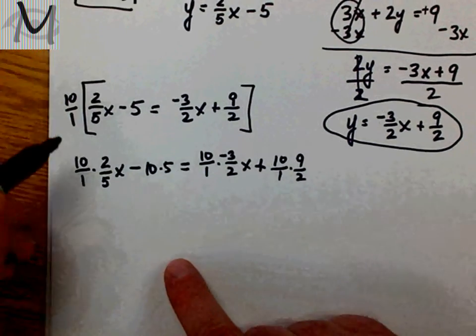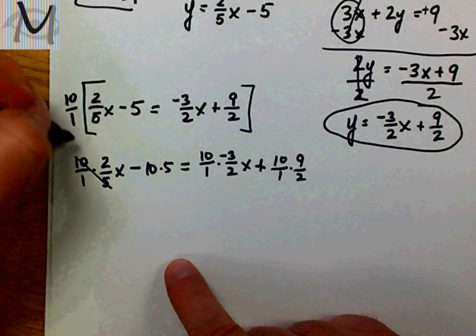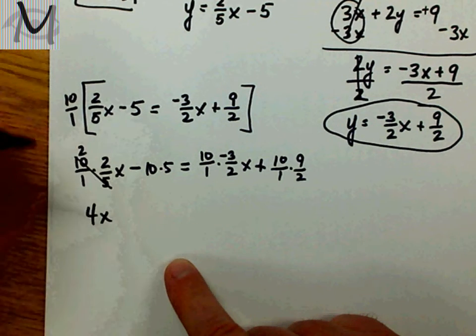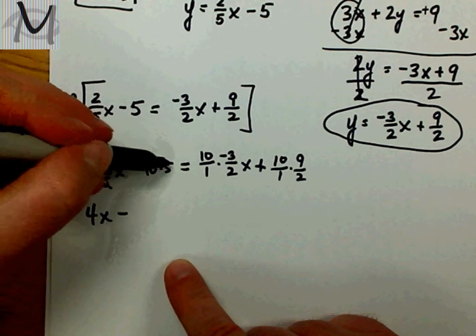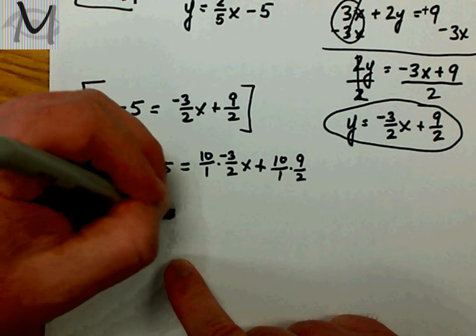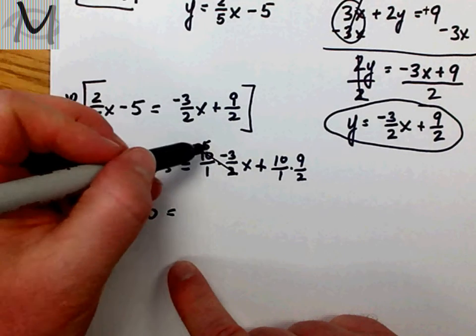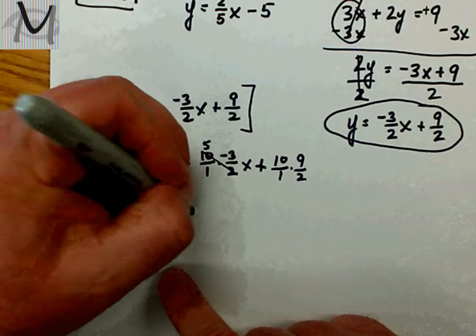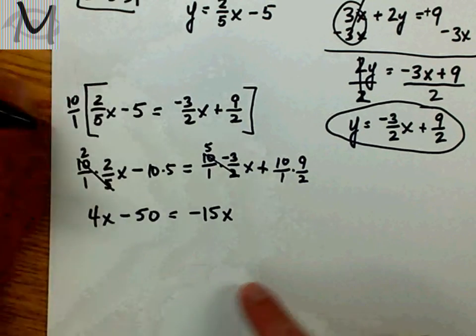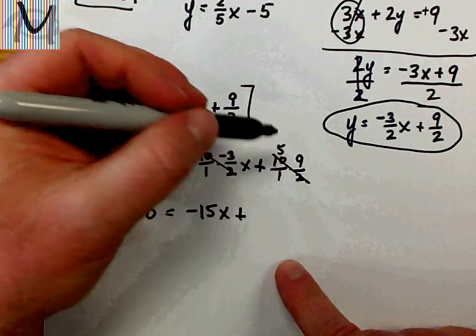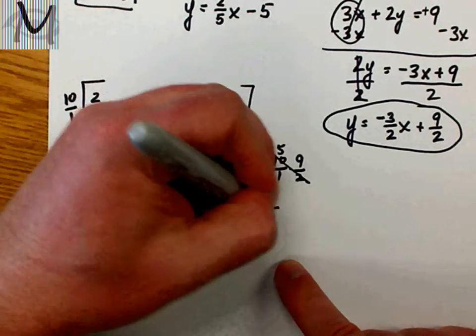Okay, simplify. 10 divided by 5 is 2, so 2 groups of 2x is 4x, minus 10 times 5 is 50, equals 10 divided by 2 is 5, 5 groups of negative 3x is negative 15x, plus 10 divided by 2 is 5, 5 groups of 9 is 45.